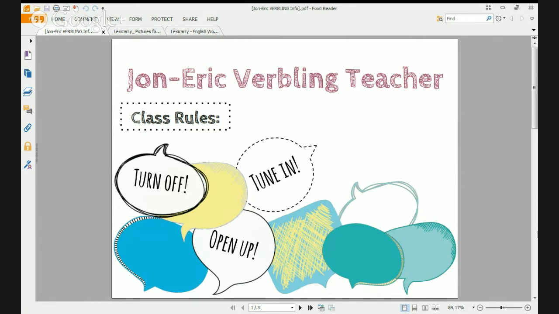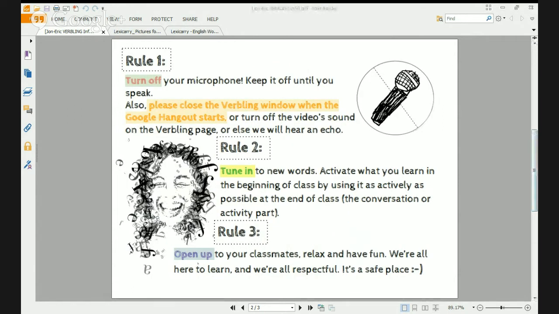Here are 3 quick rules to help you participate. Don't forget to turn off, tune in, and open up. That means turn off your microphone when you're not speaking so we can keep the classroom nice and quiet. But please tune in to the new words when you are speaking. Use them actively so I can correct you and give you feedback. And finally, open up to your classmates. Relax and have fun. We're all here to learn, and this is a safe and respectful place to practice your English.